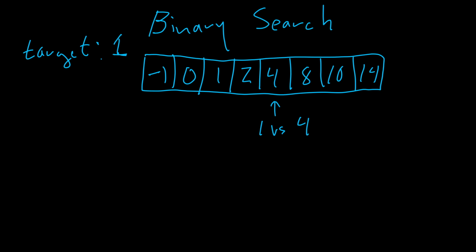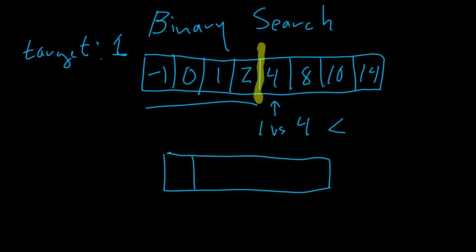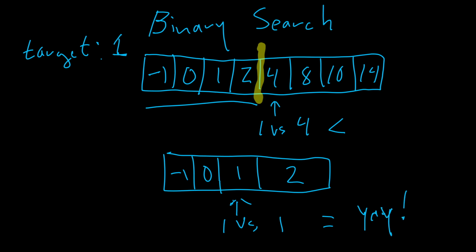Since 1 is less than 4, we can cut this in half and now only consider values over here. So I'll just duplicate it for the sake of clarity. 2 gets its largest cell ever. Okay, great. Now I'm going to look in the middle again. Aha, there it is. We have 1 versus 1. Goal, yay. I'll put equals here and put yay. We found what we're looking for.